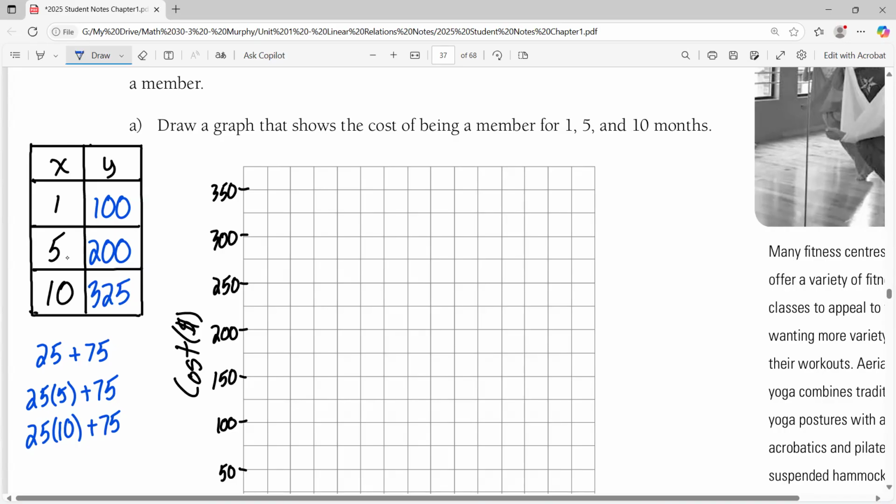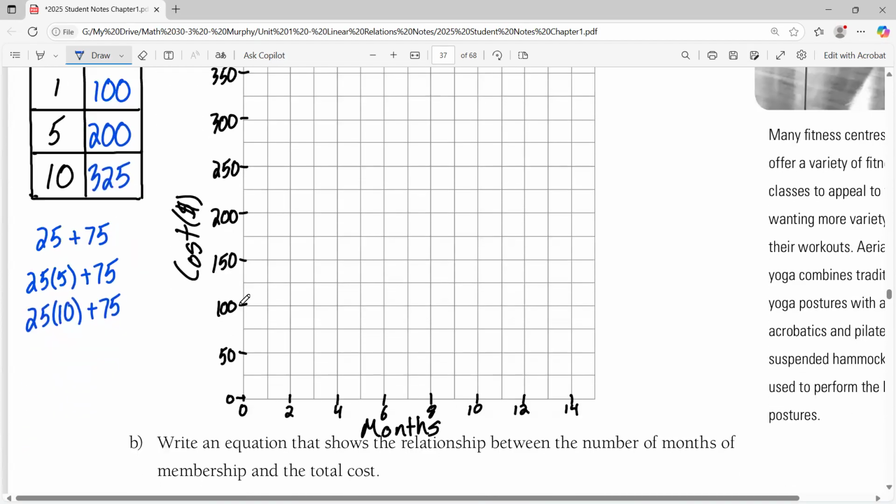Okay. And now we can plot this. So 1 and 100, 5 and 200, 10 and 325. So 1 is right here. So these go in increments of 2. So this would be 1, 1 and 100. 5 and 200. 10 and 325. So right there.